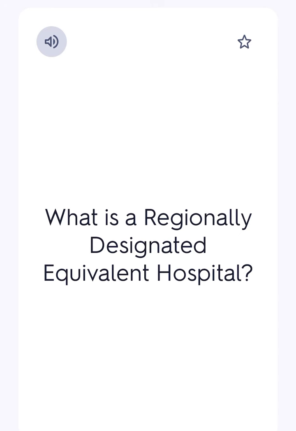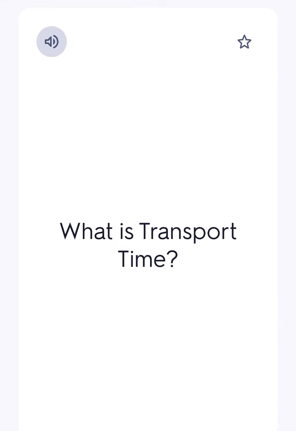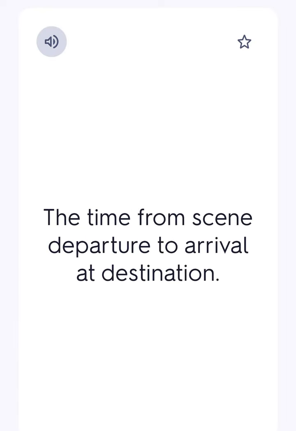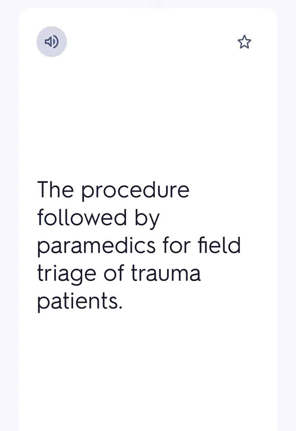What is a regionally designated equivalent hospital? An appropriately resourced hospital facility defined by the Regional Trauma Network. What is transport time? The time from scene departure to arrival at destination. What is a general directive? The procedure followed by paramedics for field triage of trauma patients.